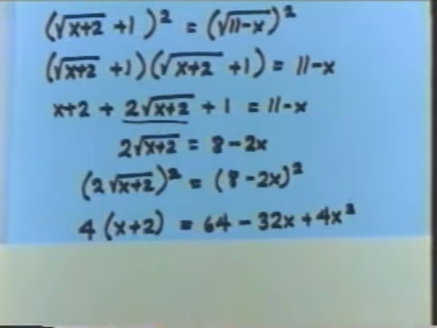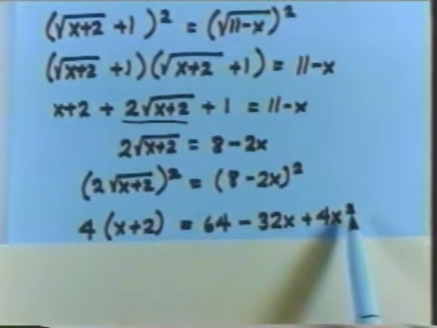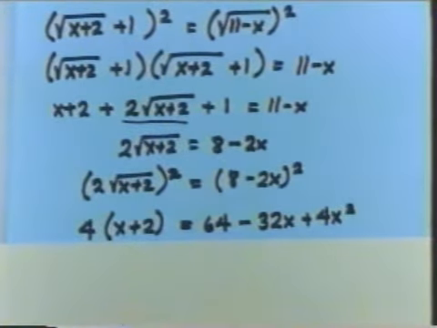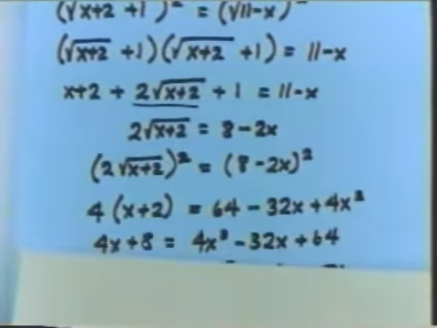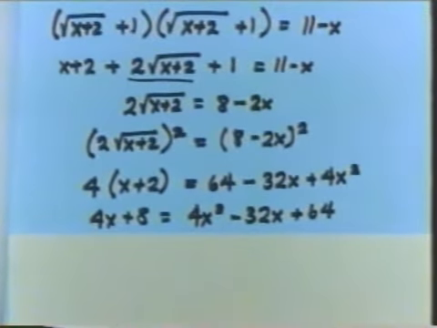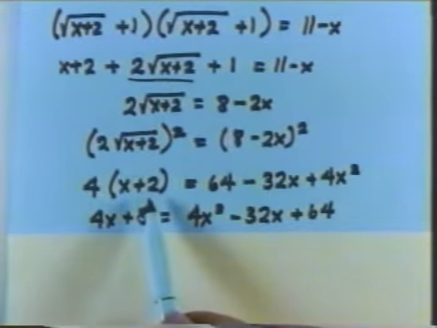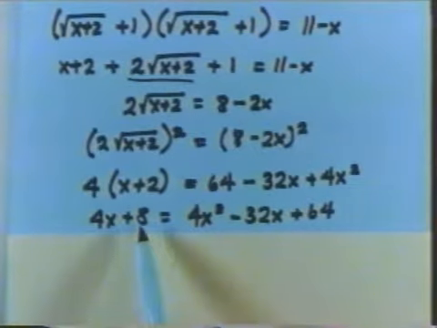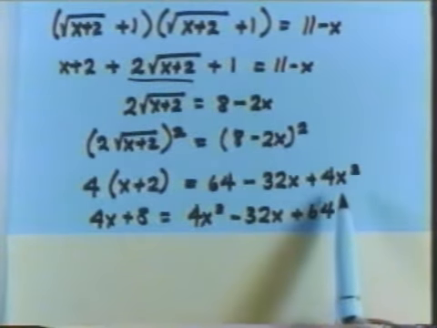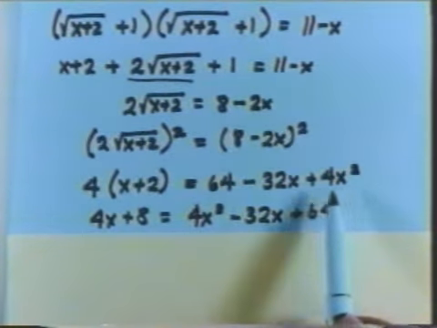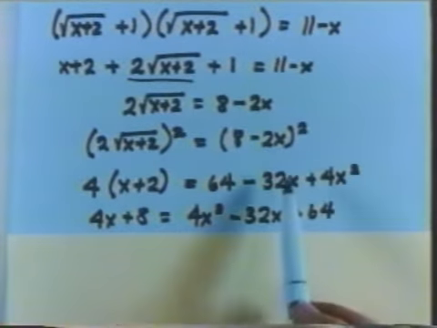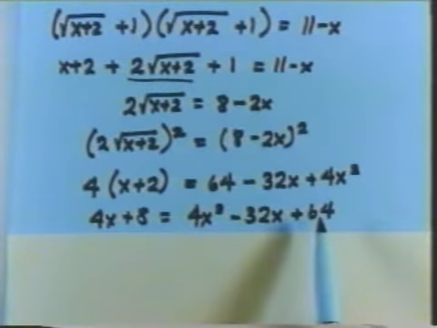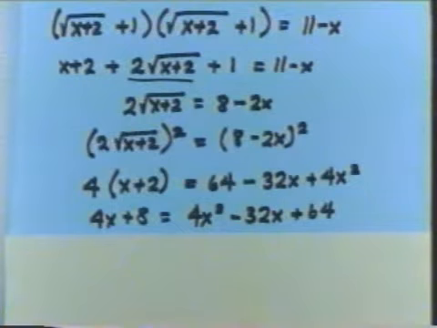We now have a quadratic equation. Notice the x squared. We must now get standard form, and so we simplify by multiplying the 4 by the parentheses, 4x plus 8. On the right-hand side, I have rearranged these terms because it feels more comfortable to have the x squared term, then the x term, then the constant, instead of having them in reverse order.